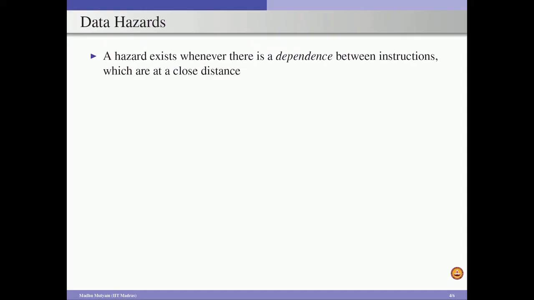In the fundamentals of pipelining unit, we discussed data hazards informally. Now, we are going to discuss data hazards more formally in this module. We know that data hazards happen because of the dependencies between instructions. So, a hazard exists whenever there is a dependence between instructions which are at a close distance.